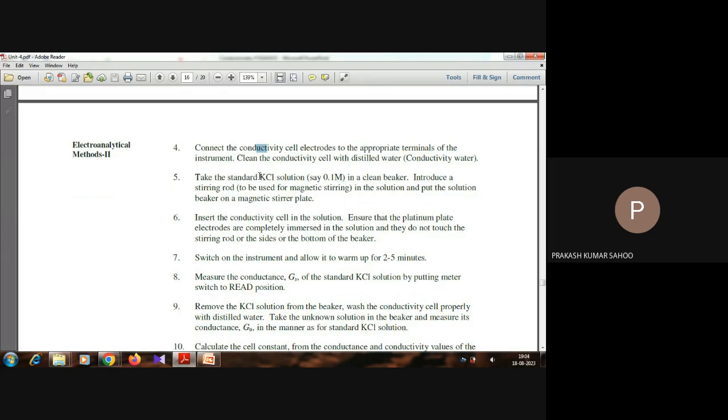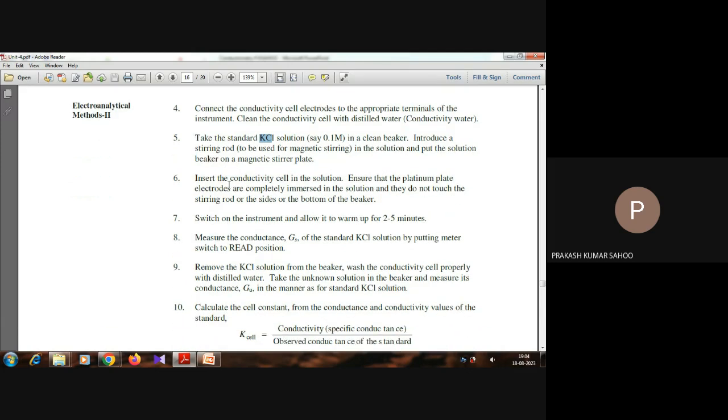This is the standardization. Introduce the stirrer and put the solution on the magnetic stirrer plate. Insert the conductivity cell in the solution. Ensure the platinum plate electrodes are completely immersed in the solution, and that they do not touch the stirrer rod or the side or bottom of the beaker. This is very important. Do not touch the bottom.